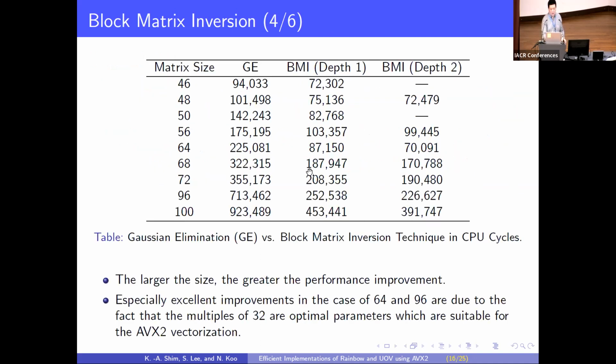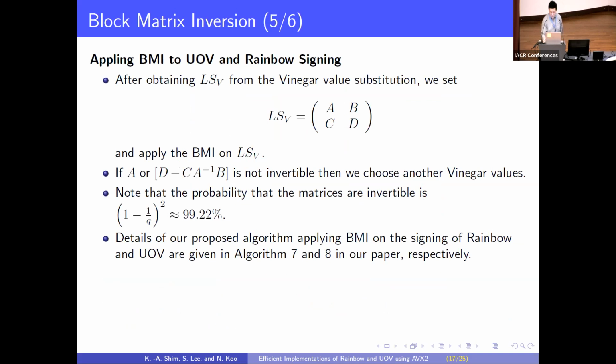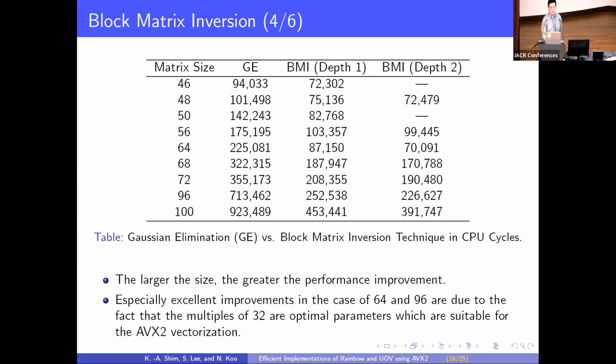This table describes the implementation results of BMI on matrices of this size. We can see that the larger the size, the greater the performance improvement. The especially excellent improvement in the cases of 64 and 96 is due to the fact that multiples of 32 are optimal parameters, suitable for the AVX2 factorization.